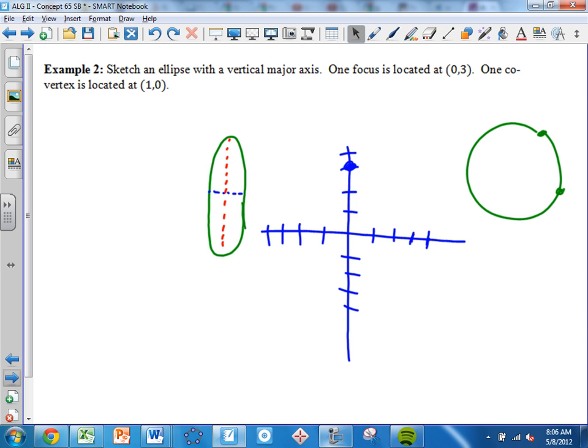A co-vertex at (1, 0), that's to the right now. All right, let's think about this for a second. We've got a focus at (0, 3). We've got a co-vertex at (1, 0). What do we know about an ellipse?